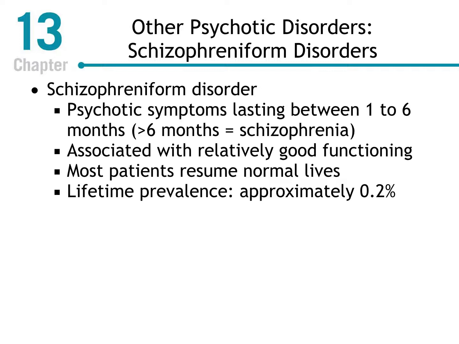So schizophreniform disorder is when those psychotic symptoms last between 1 and 6 months. So it's not enough time to be diagnosed schizophrenia. Many people will resume normal lives after that, and so your prognosis may be pretty good. However, if you cross that 6 month mark, then you probably would qualify for a diagnosis of schizophrenia.